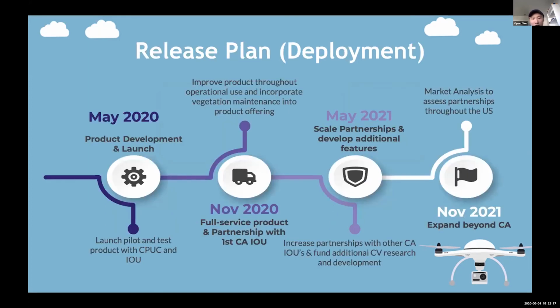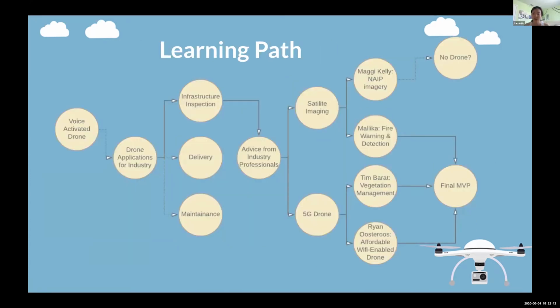Our aim is to launch a pilot within PG&E's R&D division in cooperation with the CPUC first. Then we will incorporate vegetation management maintenance services in order to provide our first utility partner with a full service vegetation management offering by the end of this year. And after that, we look forward to expand throughout California and then to the rest of the US by late 2021. So here is our learning path.